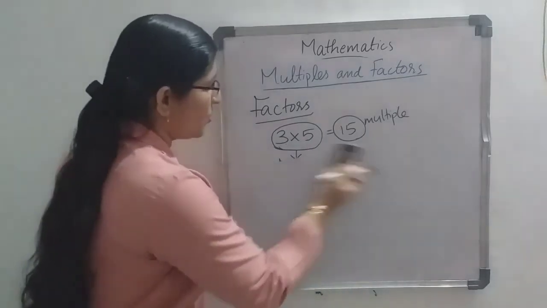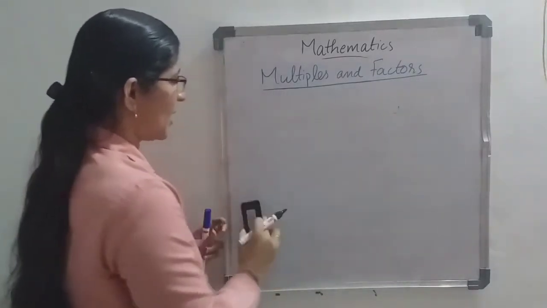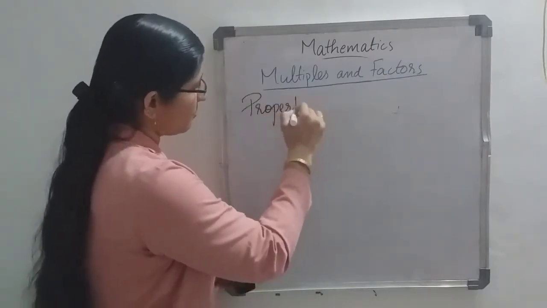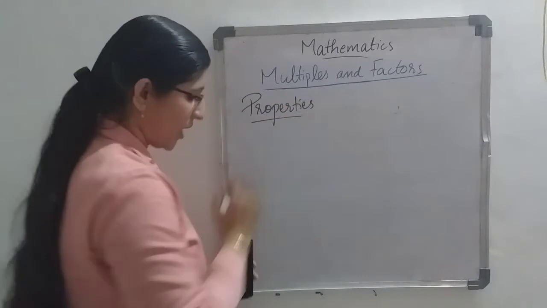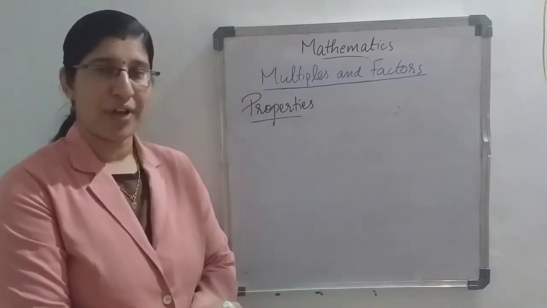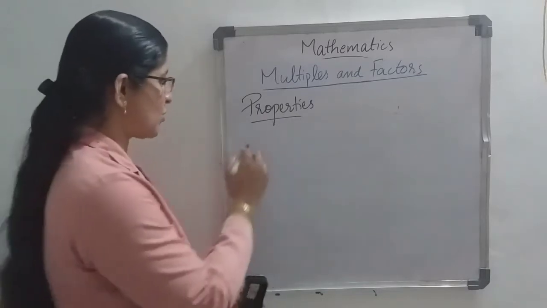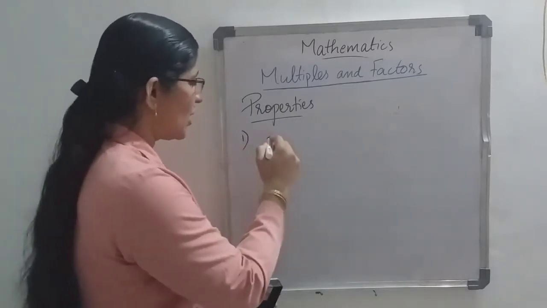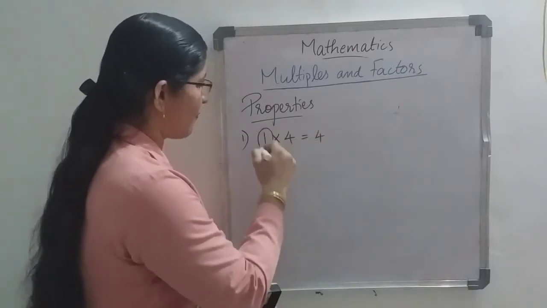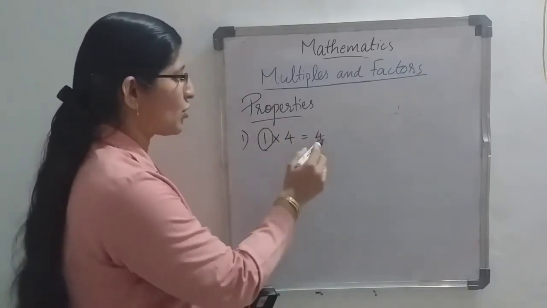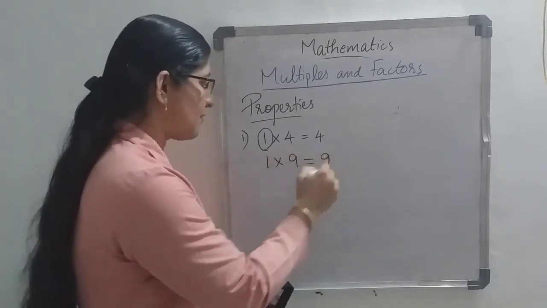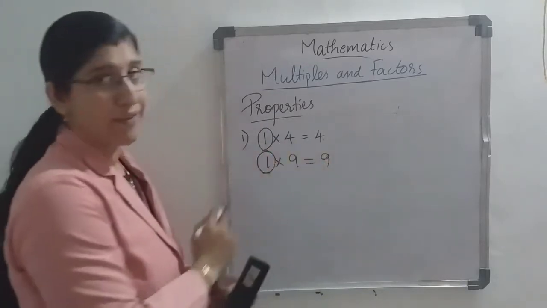Here also you need to study some properties. The first property is that 1 is a factor of every number. So all the numbers we can multiply by 1, isn't it? 1 into 4 is 4. So 1 is a factor of all the numbers here. 1 is a factor of 4. All the numbers in the multiplication table start with 1.